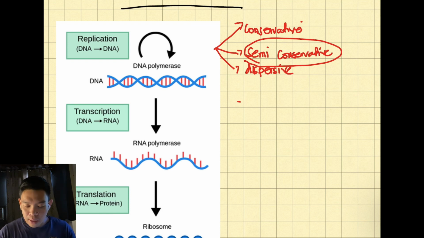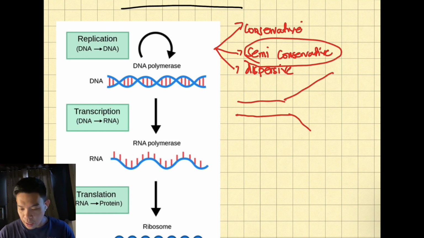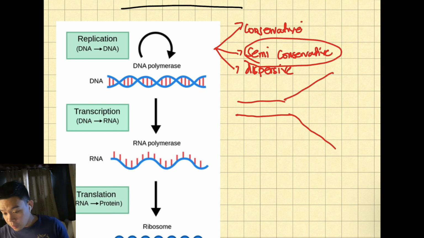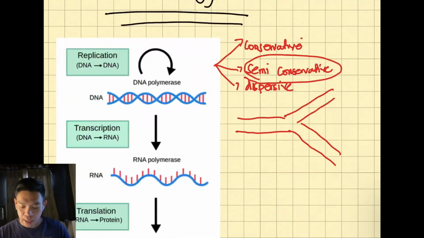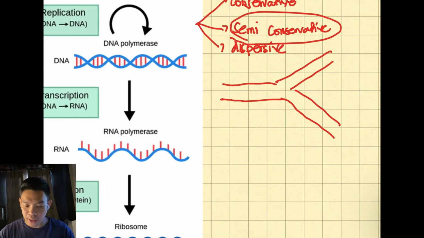If semi-conservative is the manner, it means that if we have a DNA here, this DNA diverges into 2 strands, and these two strands form another DNA. So from one DNA, we can form 2 new DNA. That is semi-conservative. From one DNA, this one DNA will be unzipped and form another DNA, which is what we call semi-conservative.